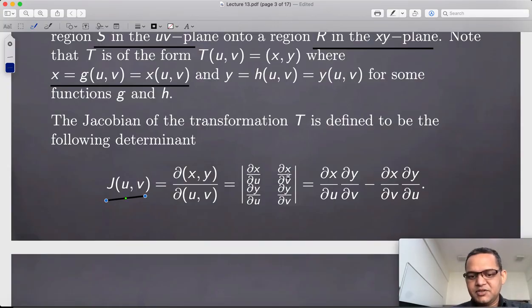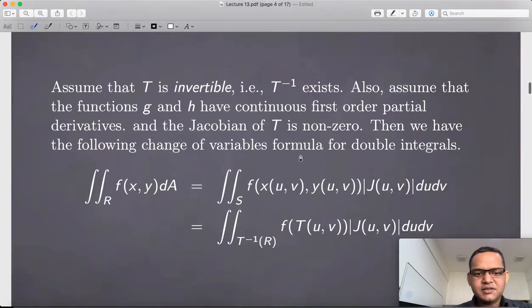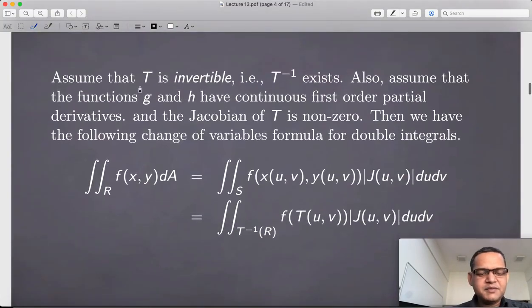Okay, so compute the partial derivatives of x with respect to both the variables, similarly for y, put them in the columns and then compute. This is what it is. So in a way, here I am not writing that x and y have first order partial derivatives. So this is assumed when I am talking about the Jacobian.